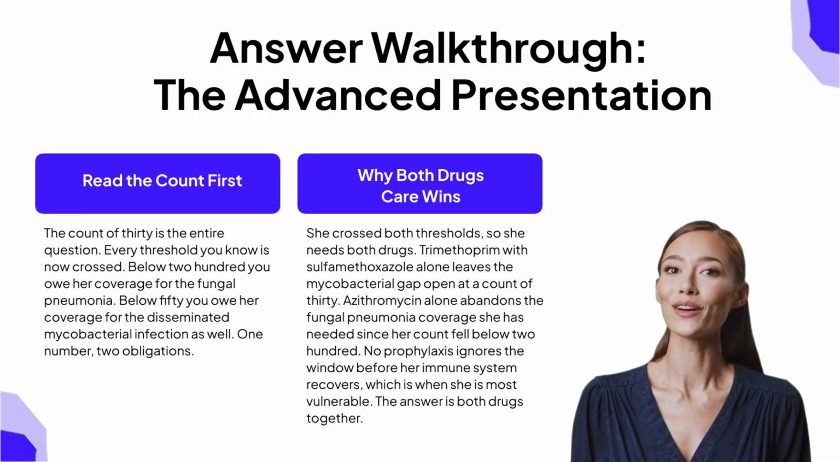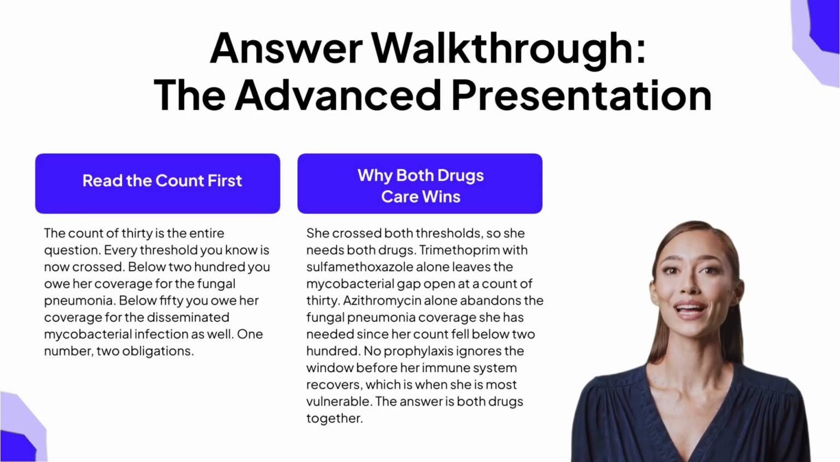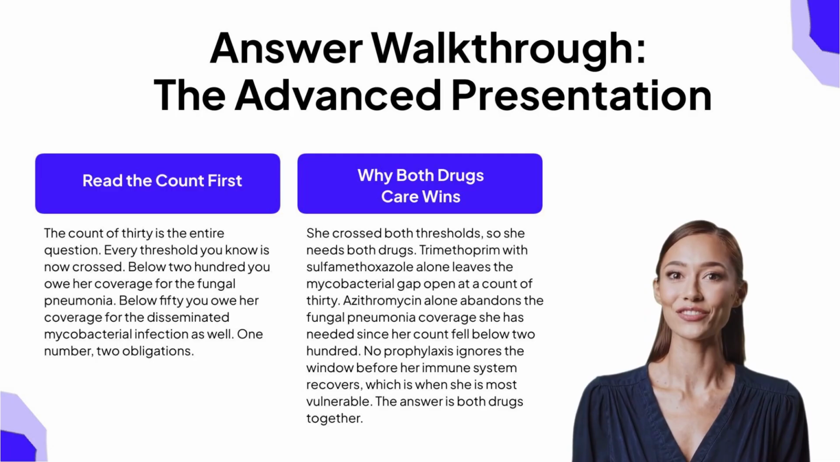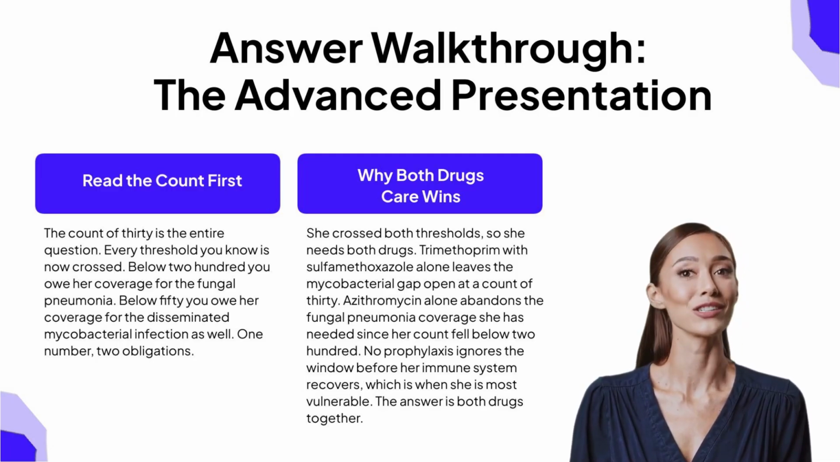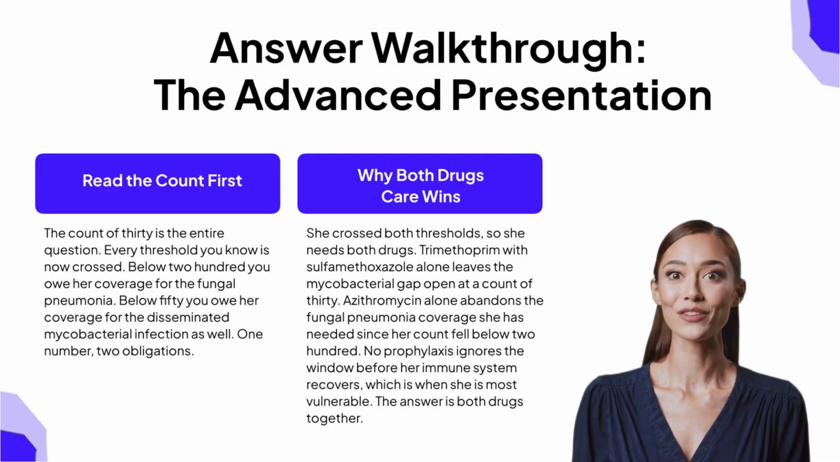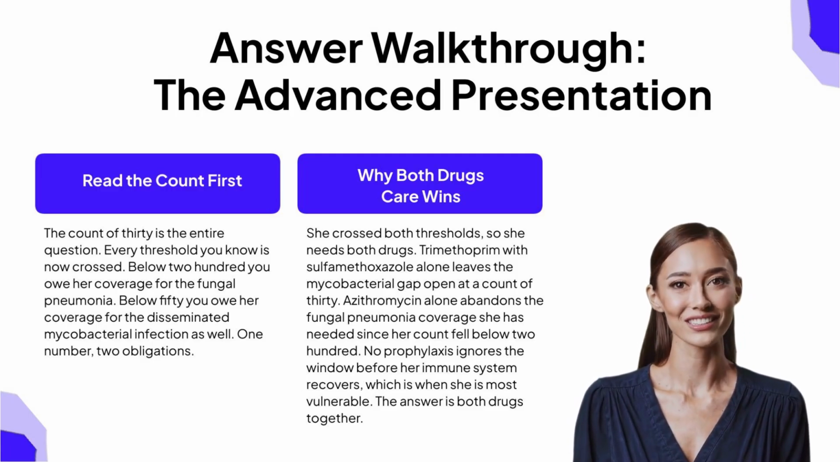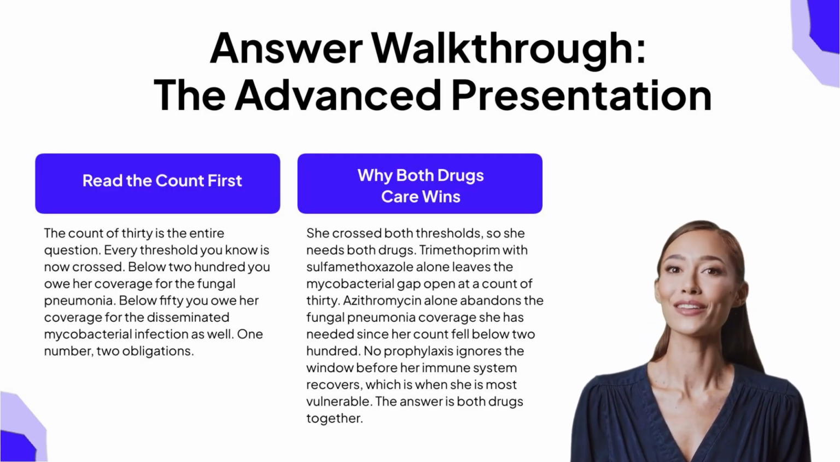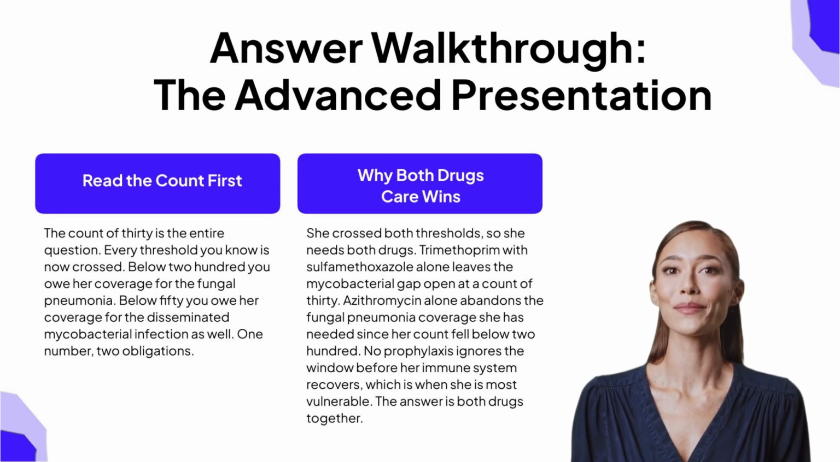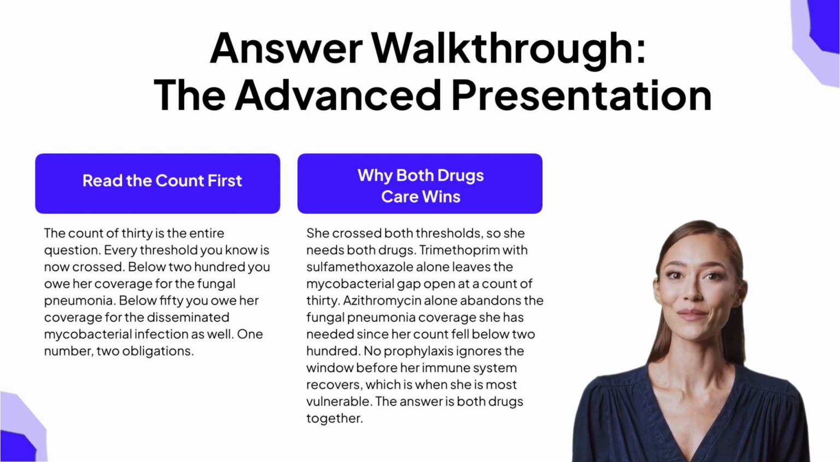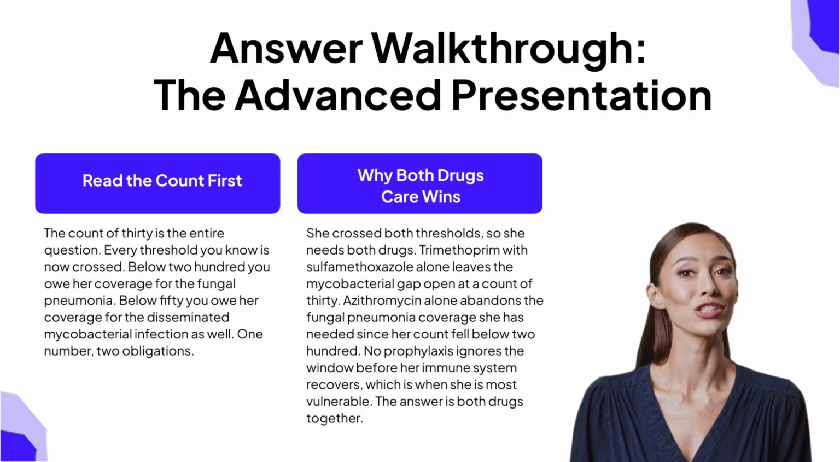Trimethoprim with sulfamethoxazole alone leaves the mycobacterial gap wide open at a count of 30. Azithromycin alone abandons the fungal pneumonia coverage she has needed since her count fell below 200. And no prophylaxis ignores the window before her immune system recovers, precisely when she is most vulnerable. The answer is both drugs together. When you see a very low count, ask how many thresholds you just crossed, not just one.